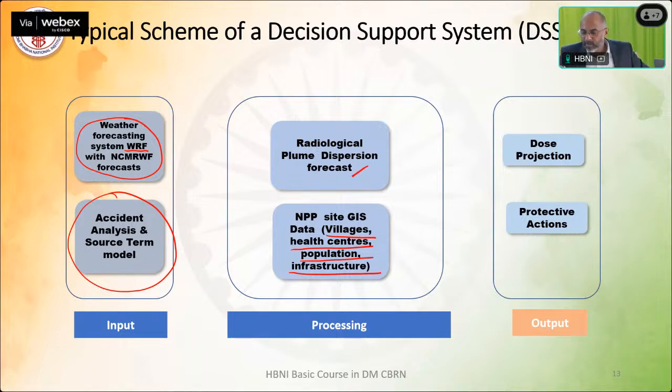Okay, and then the output is going to be dose projections: how much dose individuals in a particular area in a village are going to get, and accordingly what protective actions are necessary. Okay, so finally we are interested in the dose that the public are likely to receive, and the protective actions necessary to mitigate the consequences and ensure that doses are under the targeted reference levels.